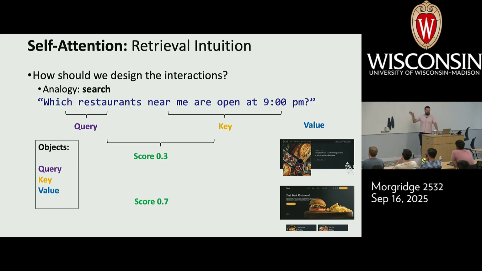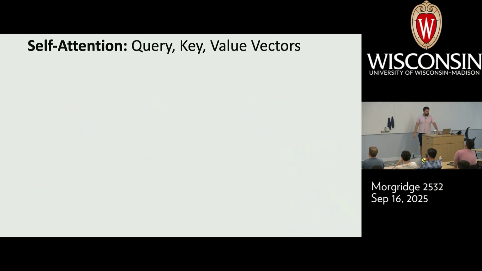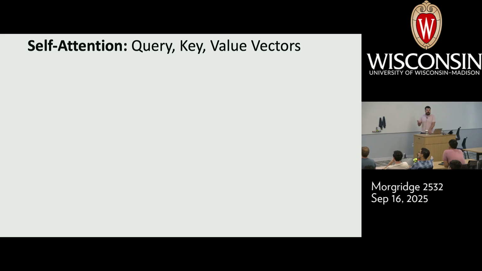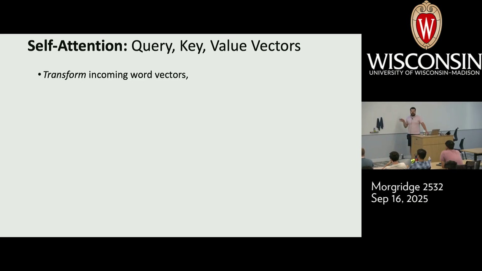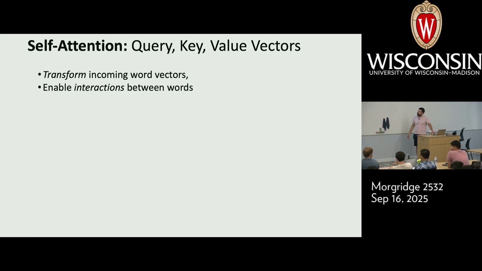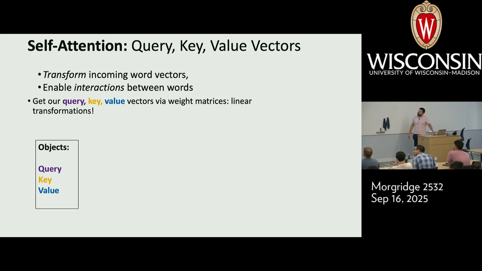OK, so we had this very vague intuition, and then we went ahead and translated it into an actual mathematical operation. What we said is our starting point are going to be these word embeddings or word vectors. And what we're going to then do is to create from them 3 different vectors.